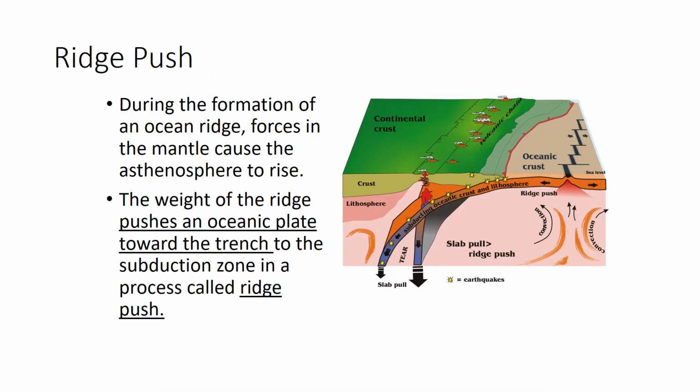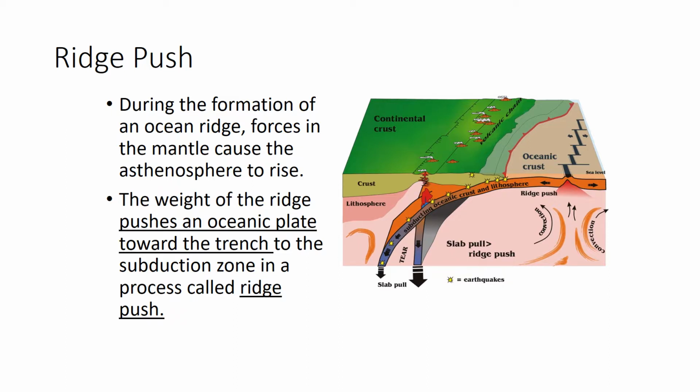We also witness what's called ridge push. On an ocean ridge, forces in the Earth push the mantle to rise, to make the asthenosphere rise. And then the weight of the ridge pushes an oceanic plate towards the trench, into a subduction zone. So what does that look like?